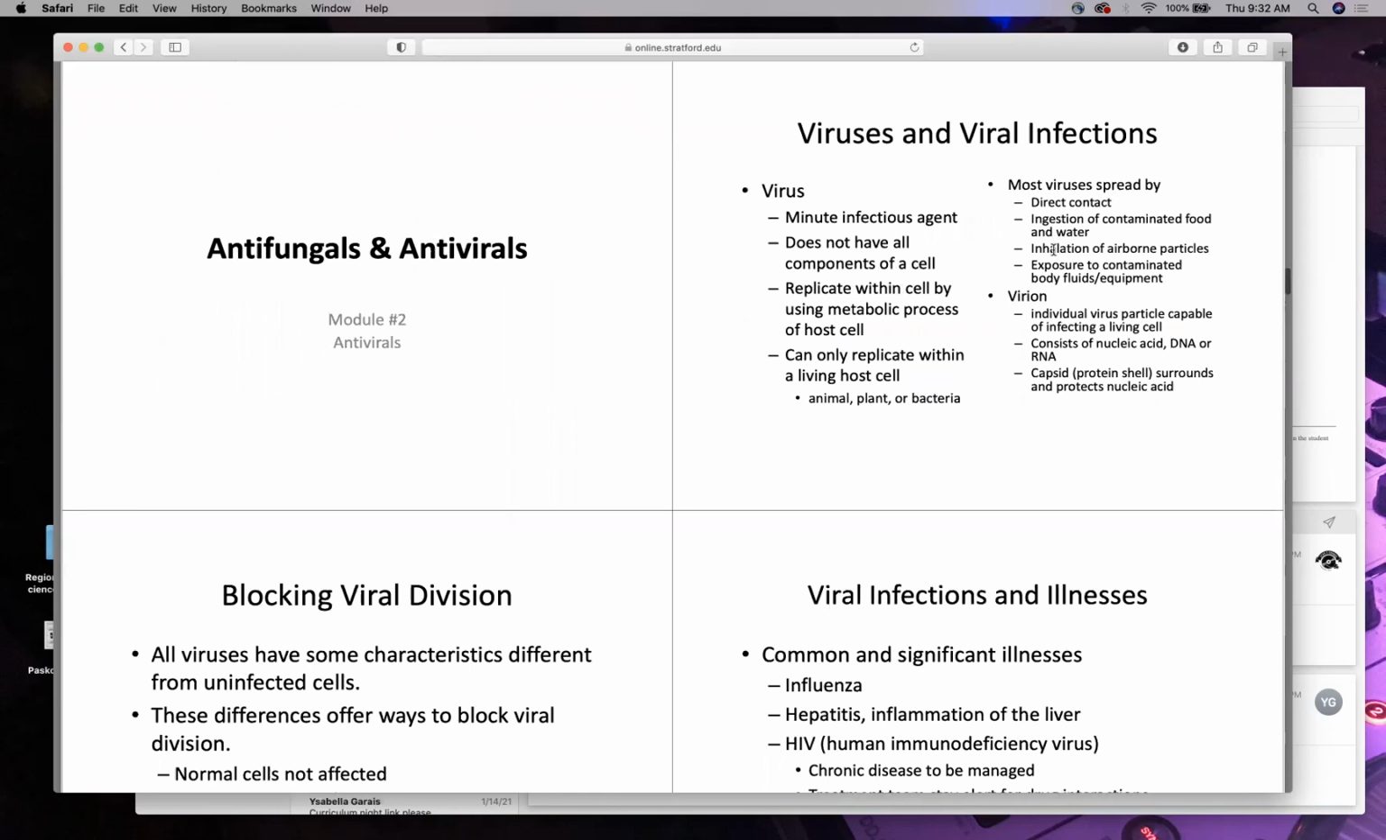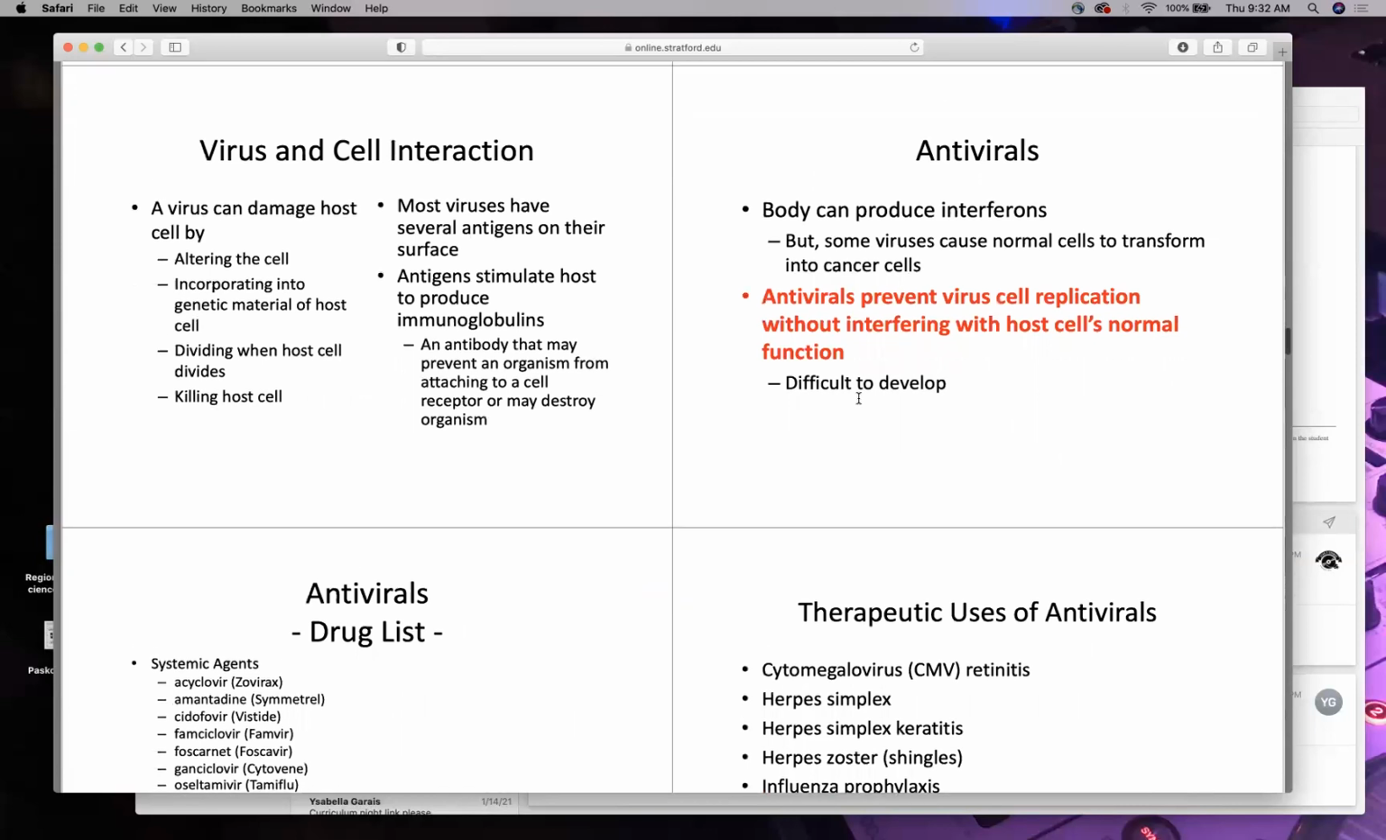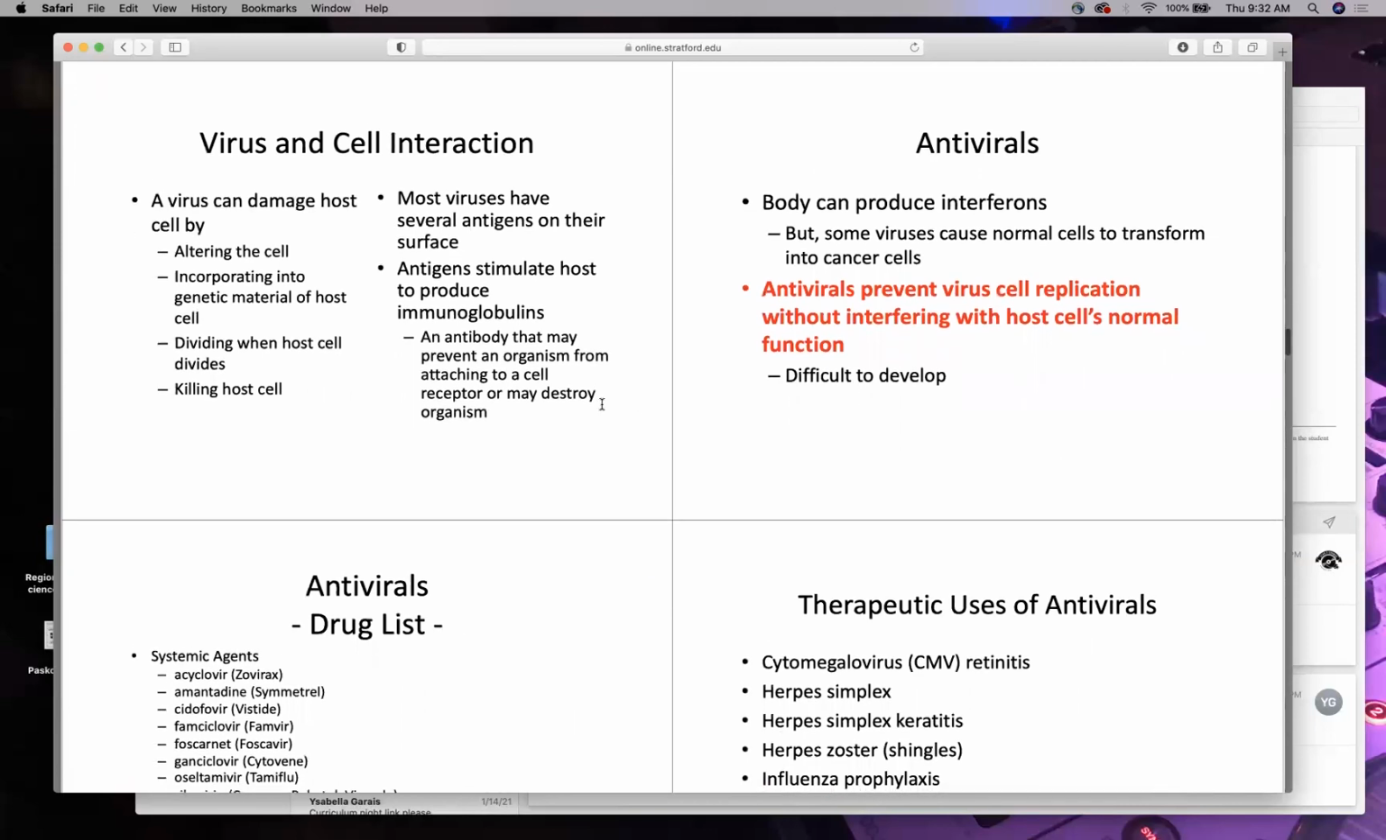If you know how they spread, then you know how to decrease the exposure, okay? So virus and cell interaction, we already mentioned it. They alter the cell by incorporating their genetic material. It either could be DNA or RNA. And DNA, of course, is the blueprint of who you are. So if I mess with the blueprint of who you are, instead of the heart cell becoming a heart cell, it'll become a virus factory.